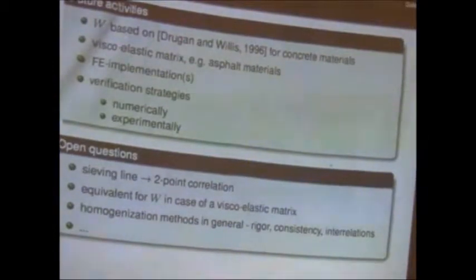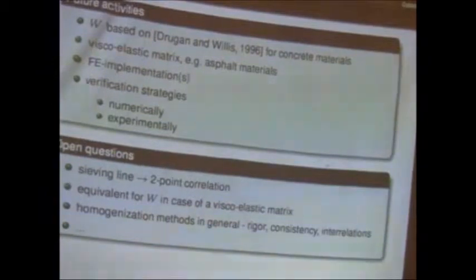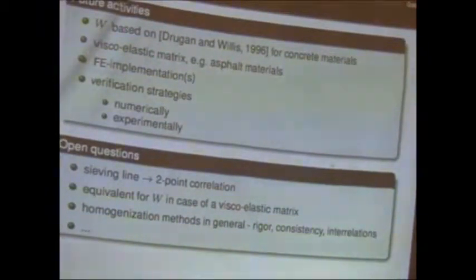There are actually already attempts to bring this to the case when you have a viscoelastic matrix, not just an elastic matrix, by means of the correspondence principle of viscoelasticity. This is something I'm personally interested in, since the goal now is to apply these kinds of methods or models to asphalt materials which show a pronounced viscoelastic behavior.